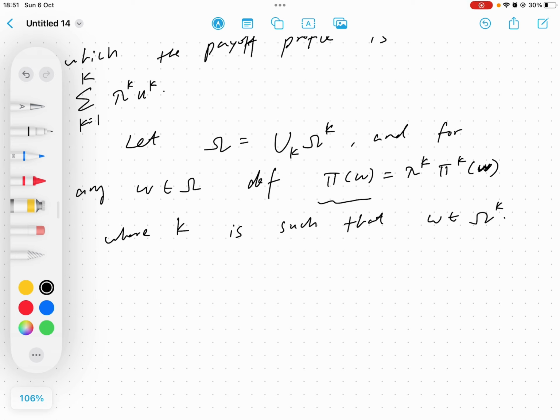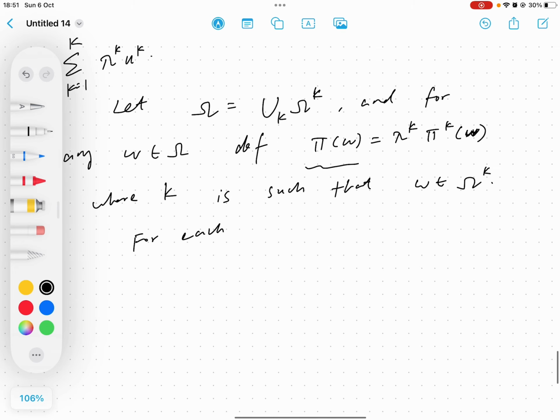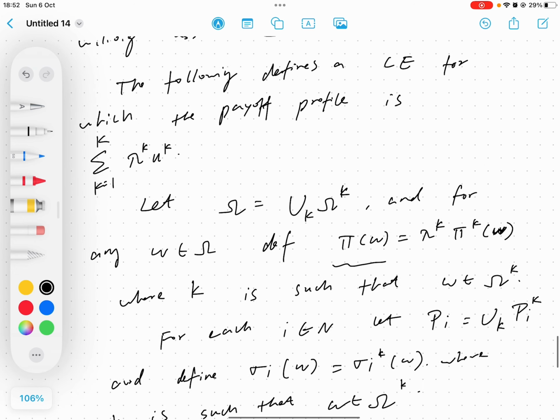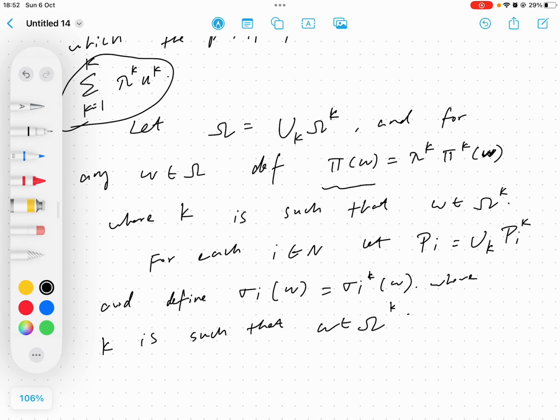Further, for each i, we let the partition curly P_i be the union over k of all those P_i^k's. And finally, define the function sigma_i such that sigma_i of omega is exactly the same as sigma_i^k of omega, where k is such that omega is an element of omega^k. Then in this way we have all those to define a correlated equilibrium for which the payoff profile is as above. Then that completes this proof, right?